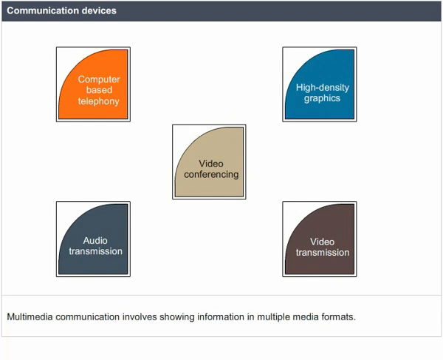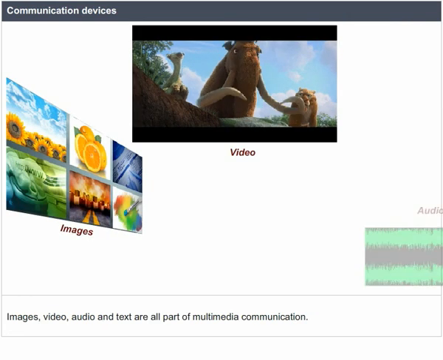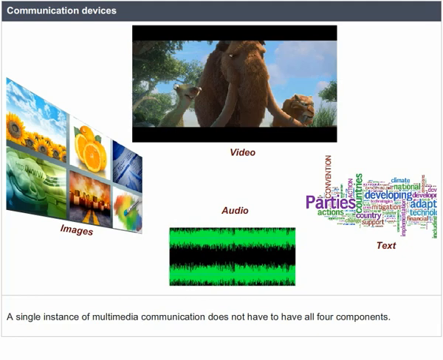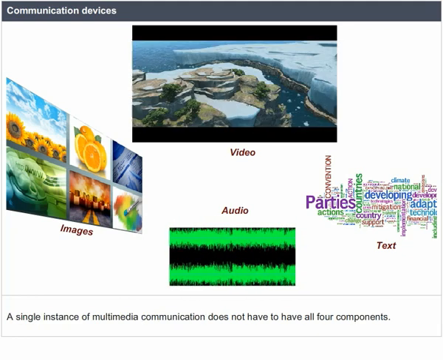Multimedia communication involves showing information in multiple media formats. Images, video, audio, and text all are part of multimedia communication. A single instance of multimedia communication does not have to have all four components.